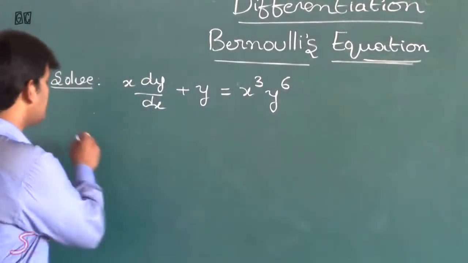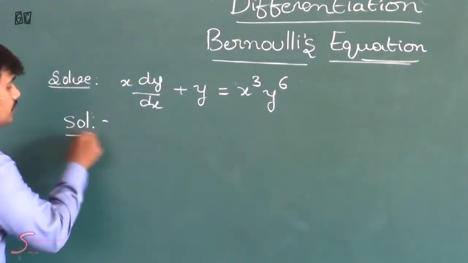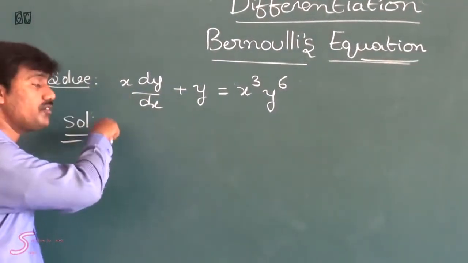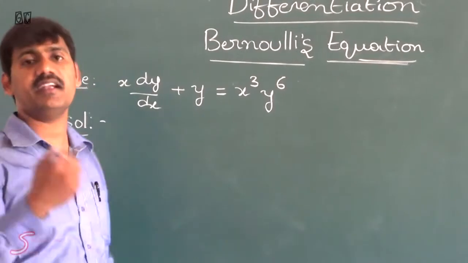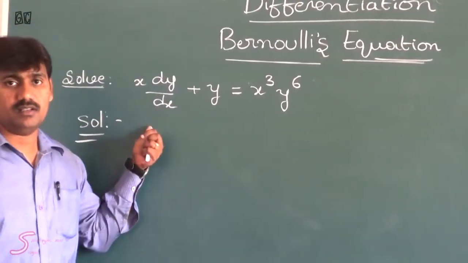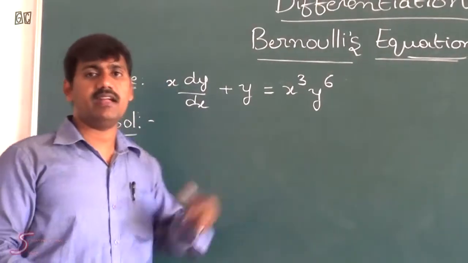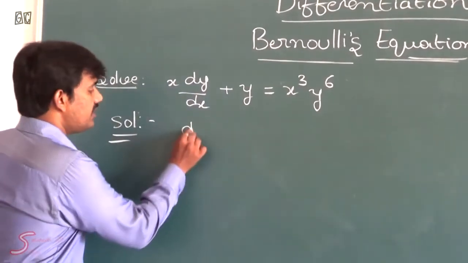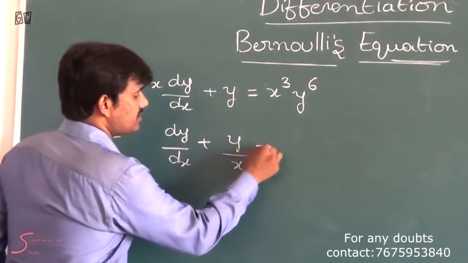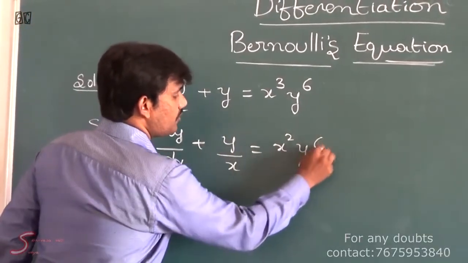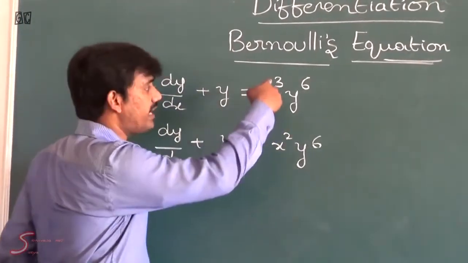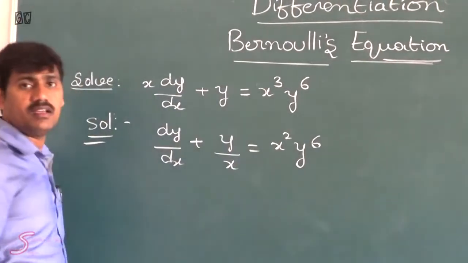Before that, first we have to divide this entire equation by x. Why? Because the coefficient of dy by dx should be 1. So dividing the entire equation by x, we get dy by dx plus y by x equal to x square into y power 6. Obviously, when I divide x cube by x, they cancel and x square remains.